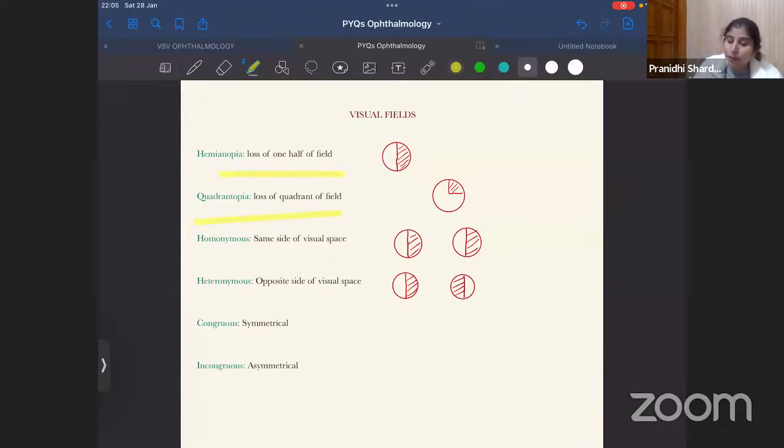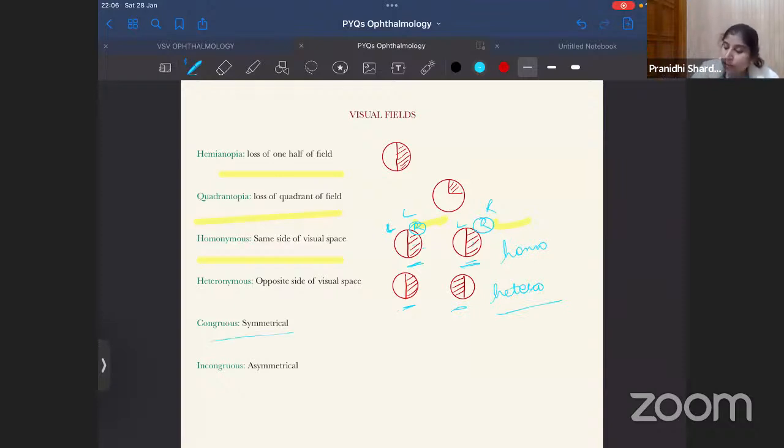What is hemianopia, quadrantopia? Homonymous is same side of the visual space. Okay, same side, not the same side of the retina affected, same side of the visual space. Suppose this is left, this is right, so this is the same space, this is the same space, homonymous. This is heteronymous. Although we know that in homonymous hemianopia the fields are basically opposite, since the visual space is the same, it is homonymous. In heteronymous, it is opposite space. Don't get confused between them.